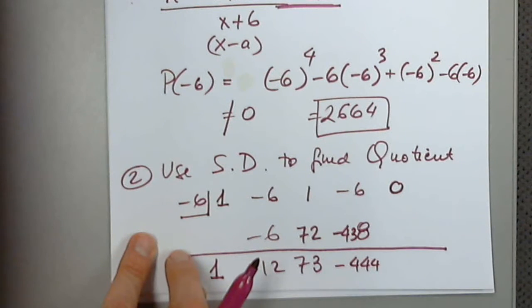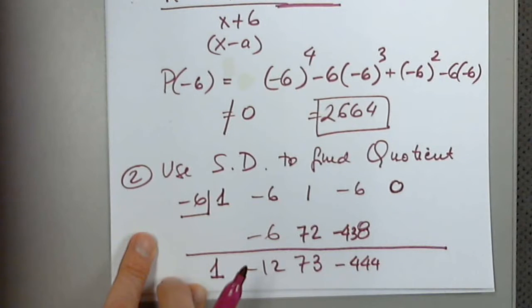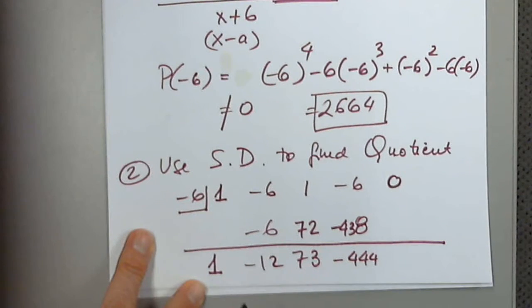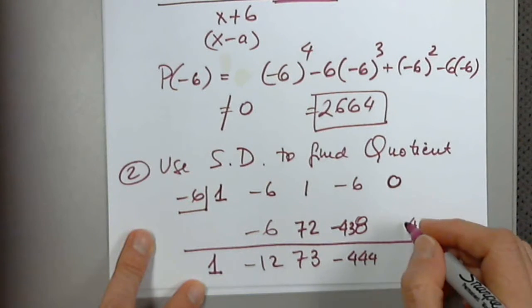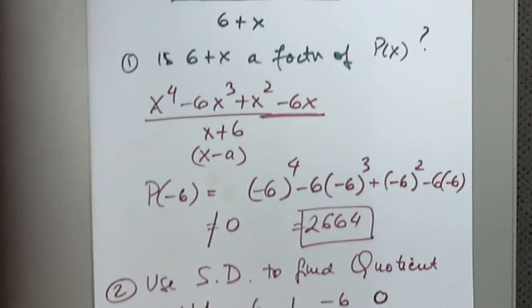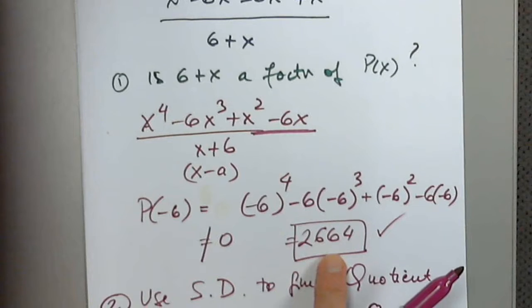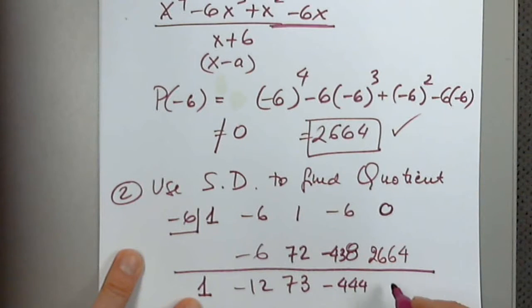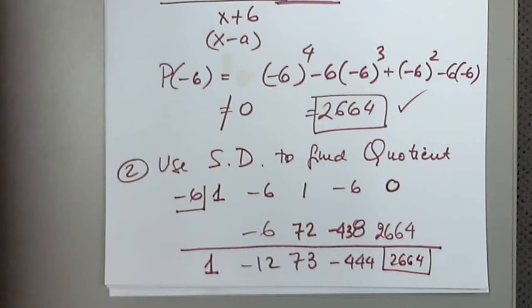Okay. Yes, 444. Then negative 6 times negative 444 is 2,664. Indeed, she was right. This is indeed 2664. And can anyone give us the quotient?